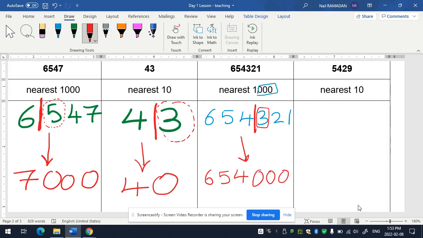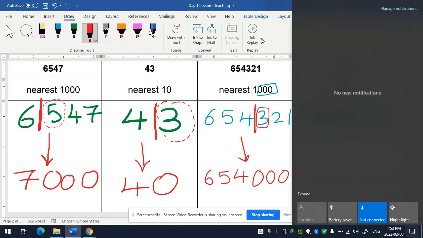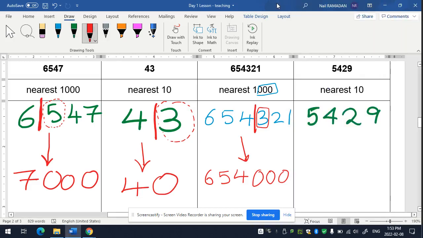All right, we're on a roll here. 10. Here's my number. 5, 4, 2, and 9. Where should my red line go? Exactly. One spot, and that's it. What does a 9 do? It bumps up which one? The 2 or the 4 or the 5? It doesn't touch this one. It touches only this guy, and this goes up to what? 3. And what does the 9 become? There you go.